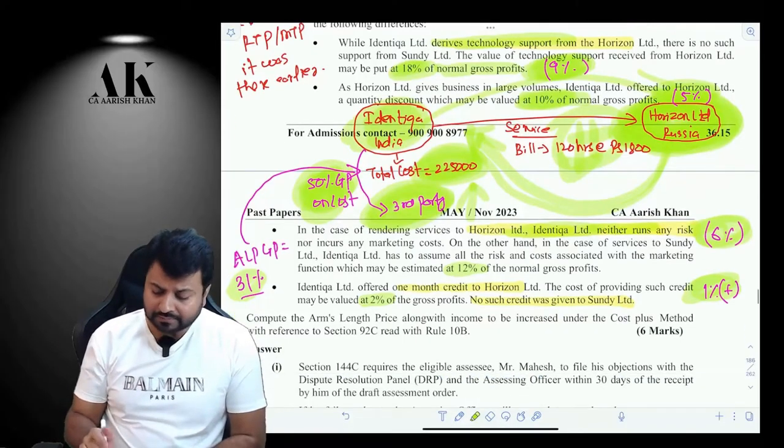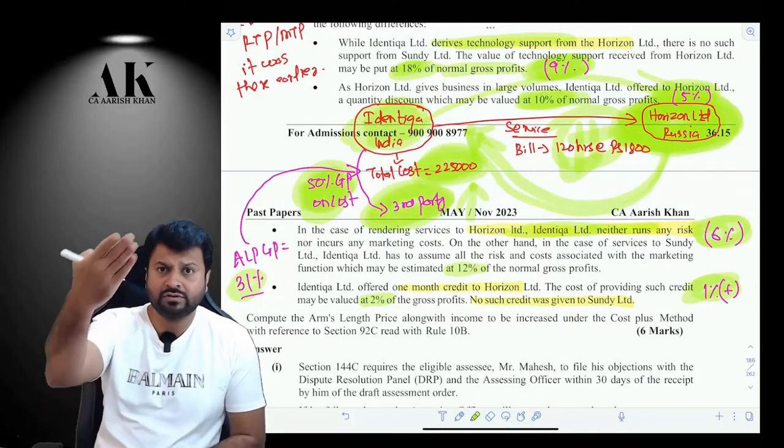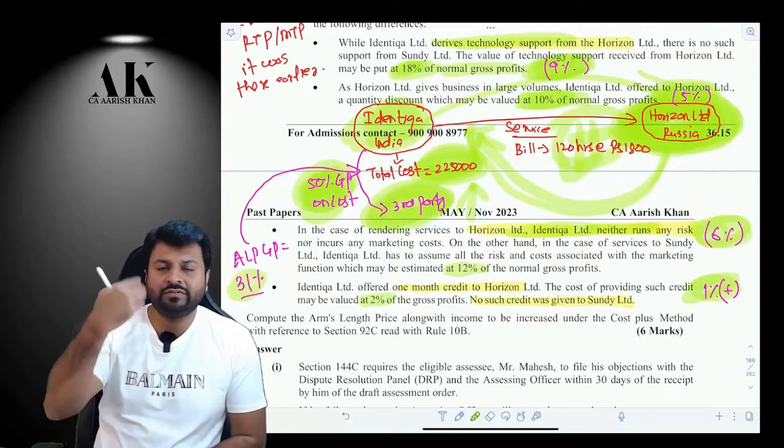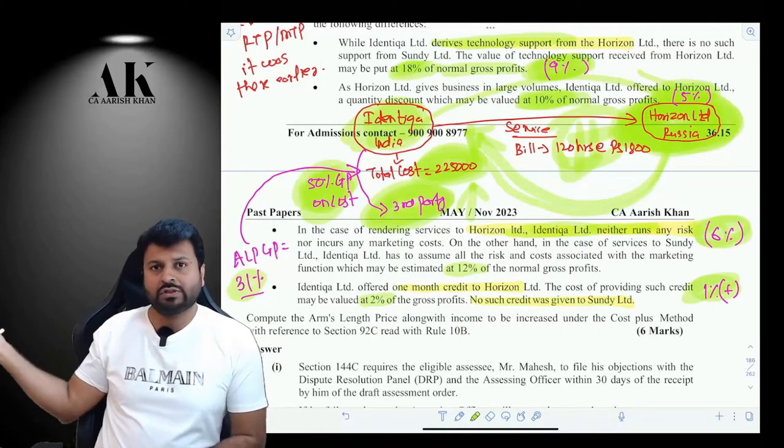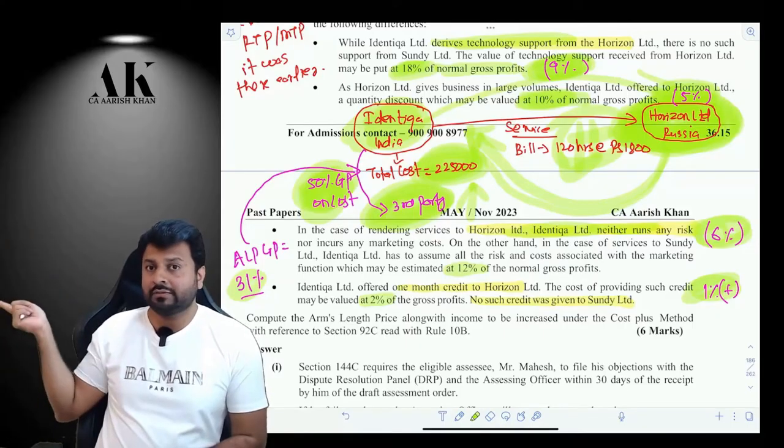The third one is: when I give you services, there is no risk. When I give the services to a third party, there is a lot of risk.